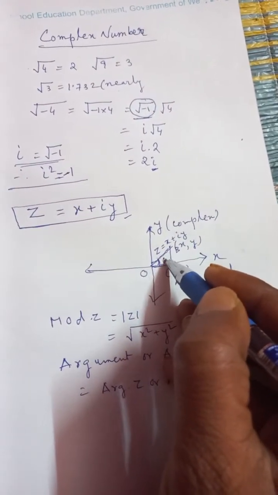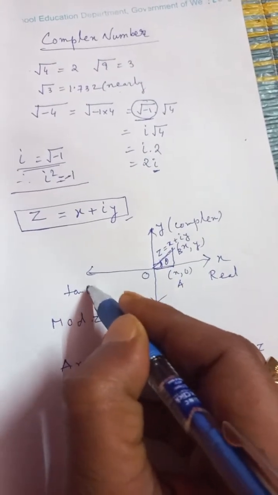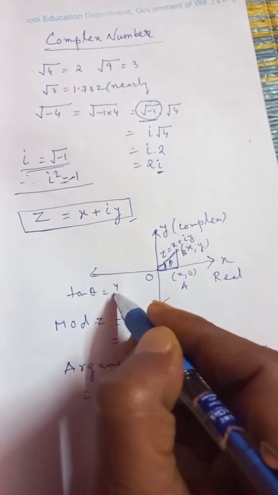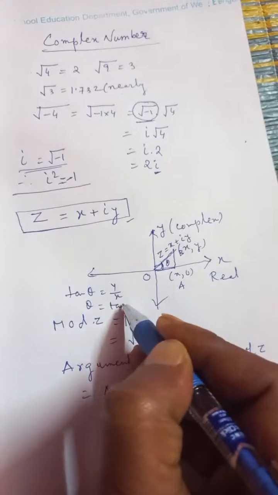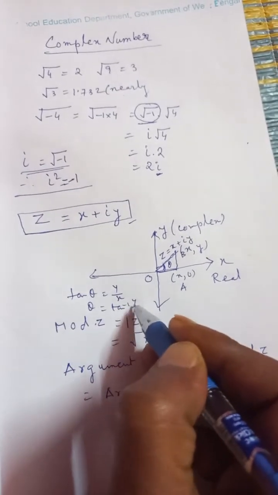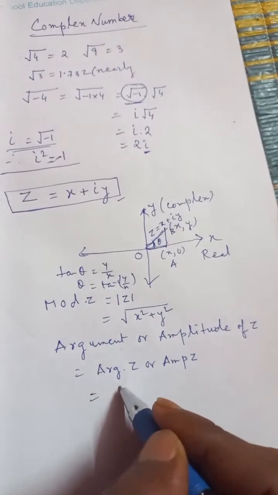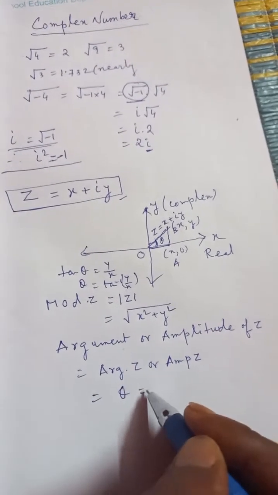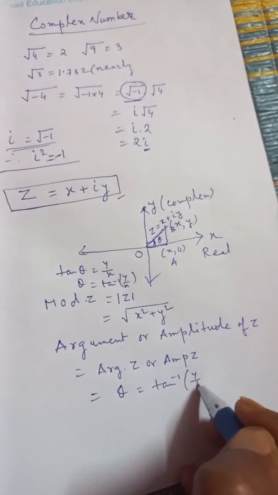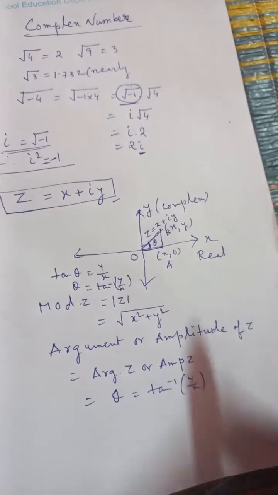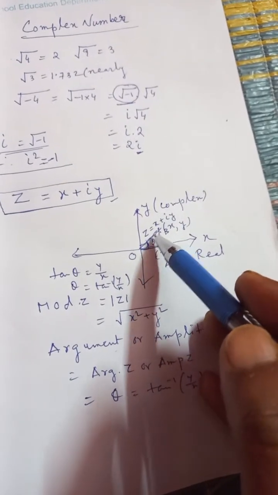Take this angle as theta, and we know that tan theta is height by base, meaning y by x. So what will theta be? Tan inverse y by x. So argument z is equal to theta, which is tan inverse y by x. Through this we can find the argument value of the complex number z.